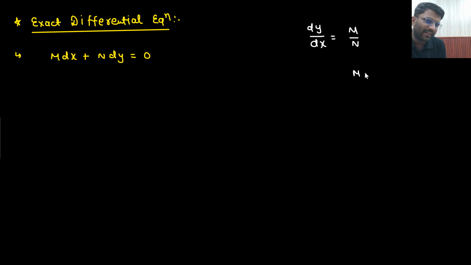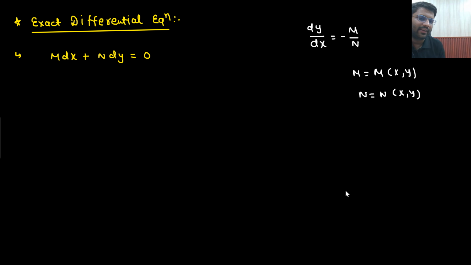What is the meaning of m by n? Sir, m will be a function of x comma y, and n will also be a function of x comma y. This is also a function of x comma y. So this is how it is written, with the negative sign. This is what we are assuming, that this is how our equation is written.